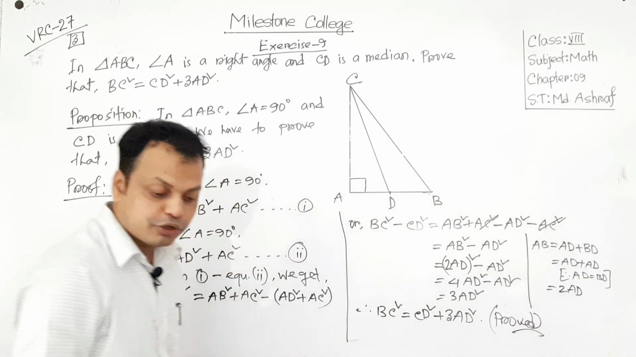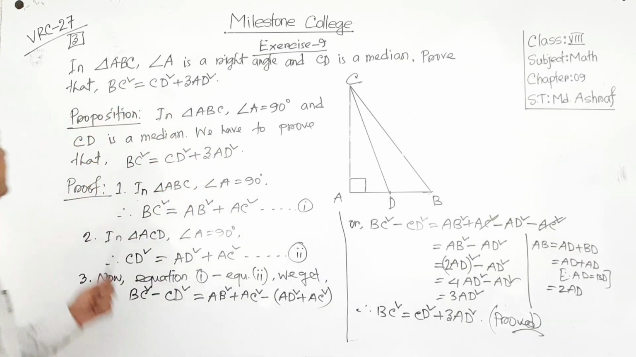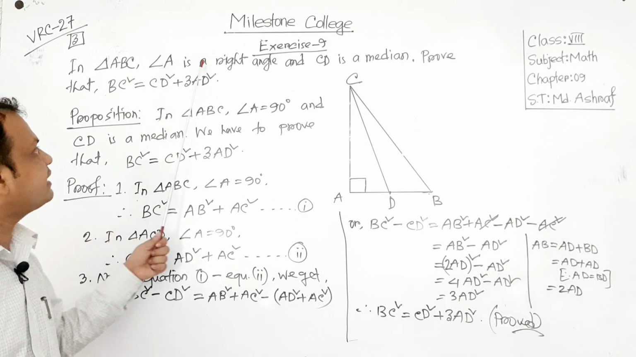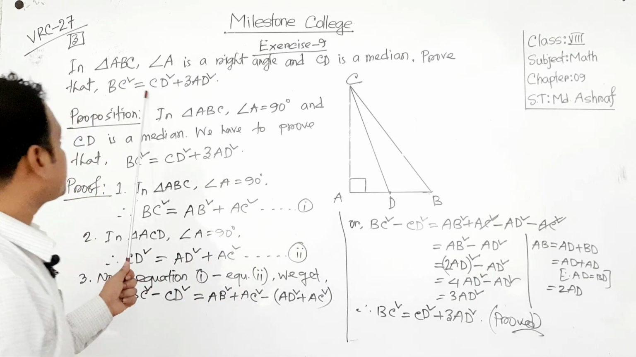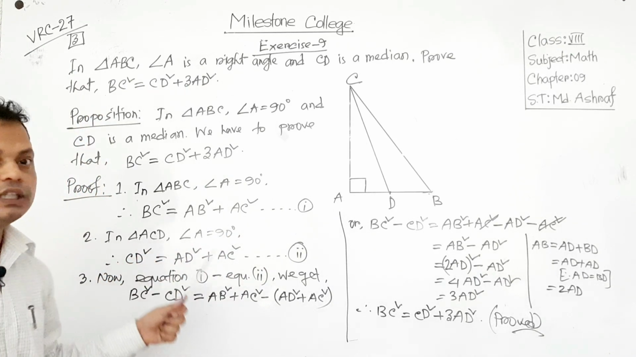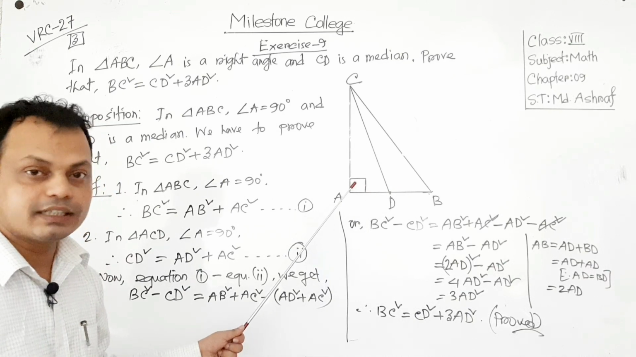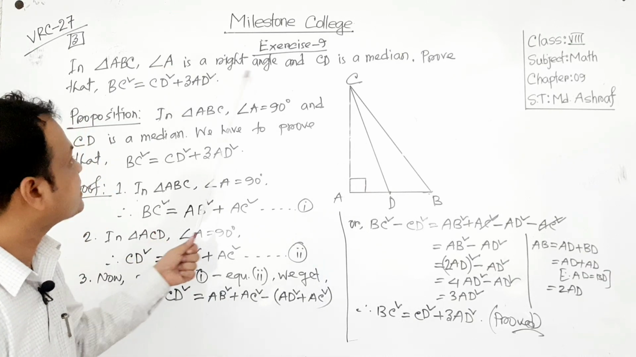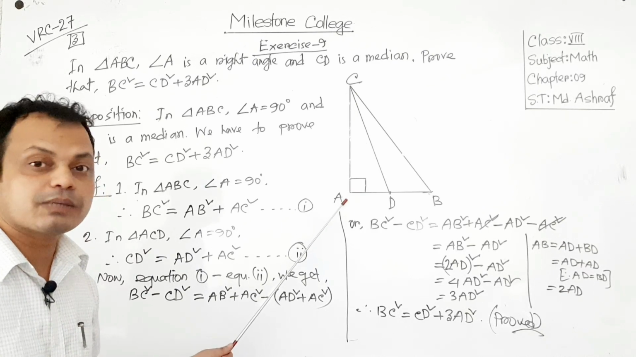My dear students, I want to repeat it another time. The question is: there is a triangle named ABC, angle A is a right angle and CD is a median. Prove that BC square equals CD square plus 3AD square. At first we will draw a right angle triangle where angle A is 90 degrees. Because angle A is given as a right angle, we take the point A at the right angle.